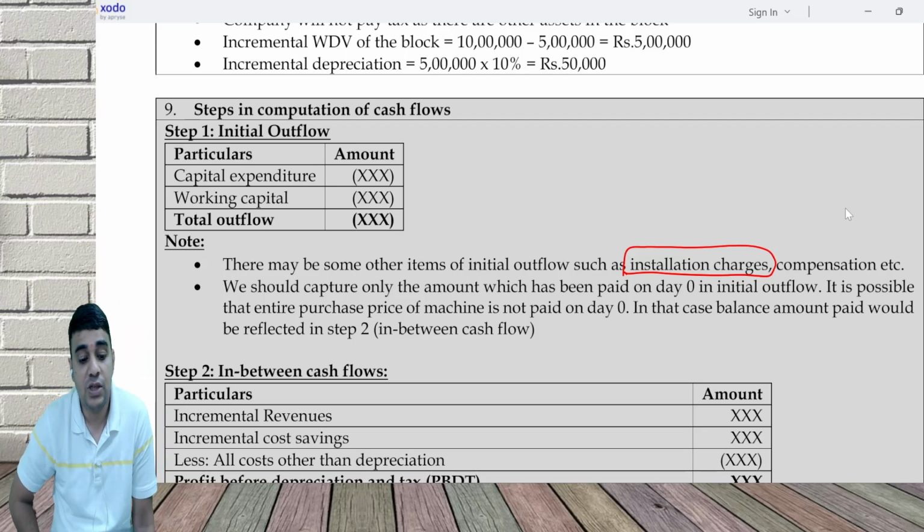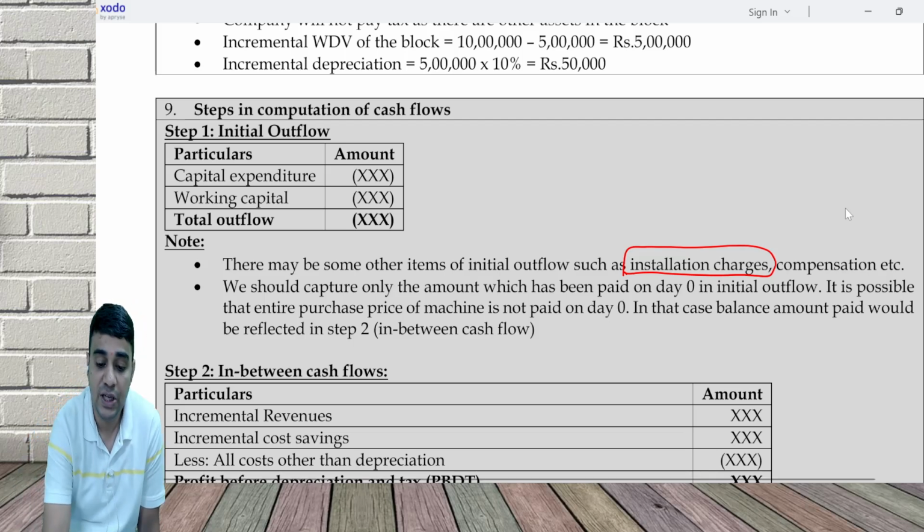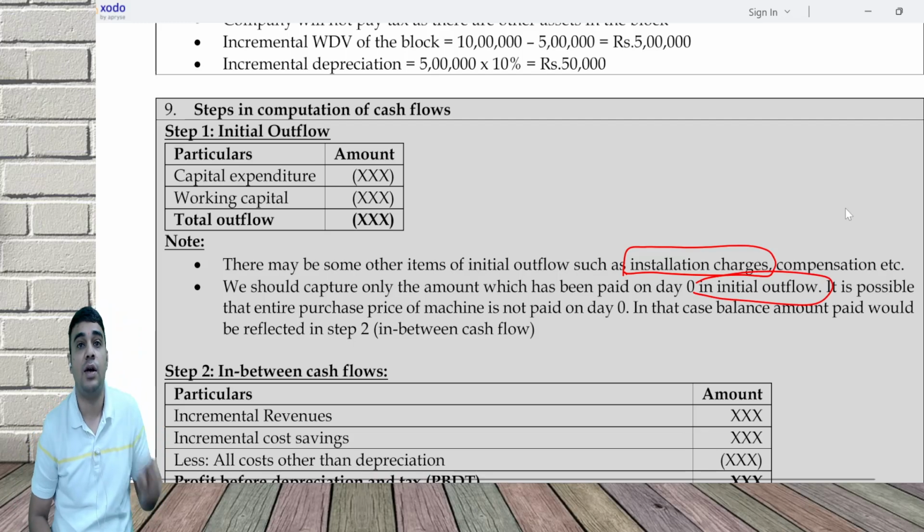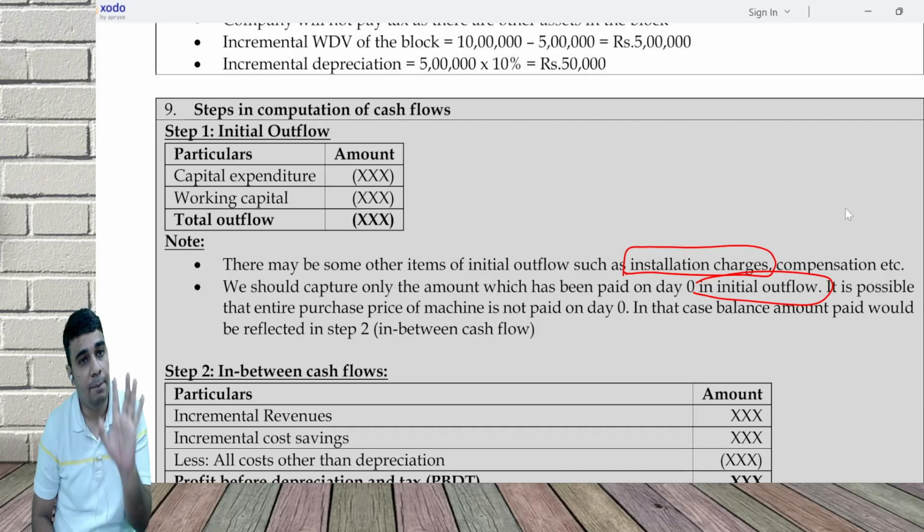We should capture only the amount which has been paid on day zero in initial outflow. Sometimes what will happen is you bought machinery worth 100 lakh but paid only 80%. Capital expenditure is only 80 lakh on day zero. Where will the balance 20 go? In your in between cash flow.